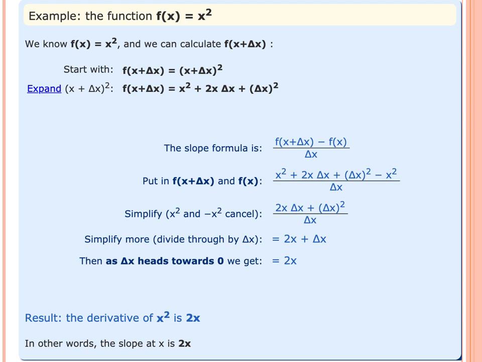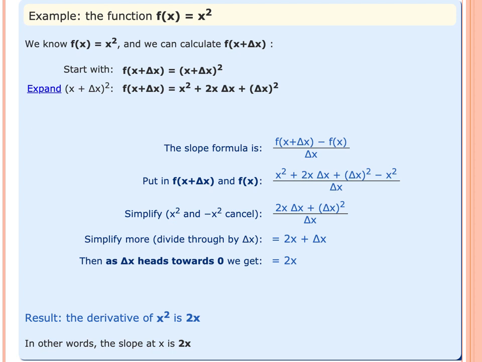So if we've got x squared, that's our function. And if we want to plug in x plus delta x, what would that look like if we took that and squared it? And so you can see here, this is what it would look like. Then we plug it into that slope formula and work it all out, and we end up with 2x plus delta x. Now, as I mentioned, I don't want you to get overwhelmed with this. You're not going to be asked to do this on a regular basis, but this is where this power rule comes from.